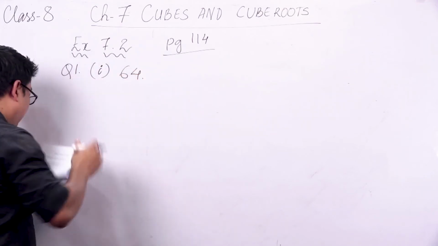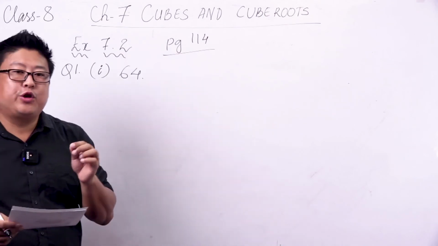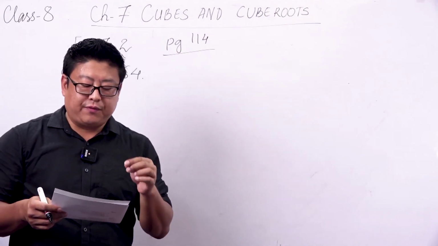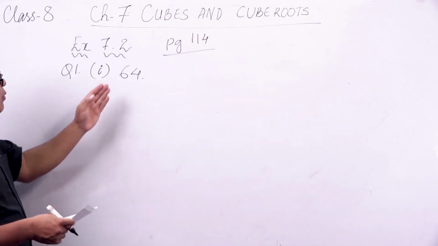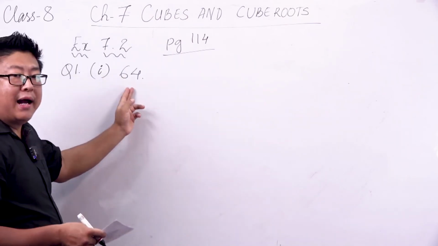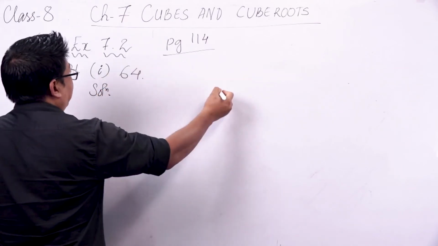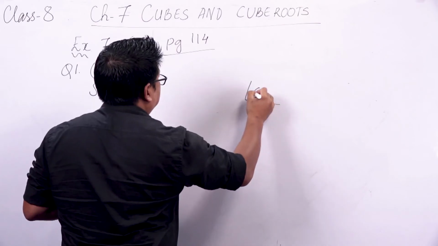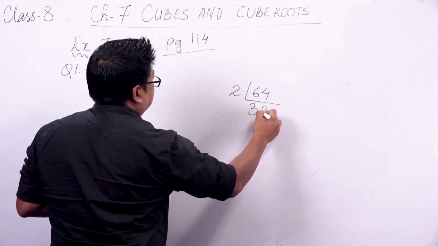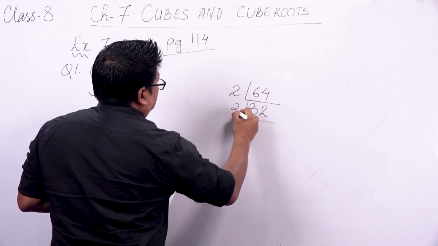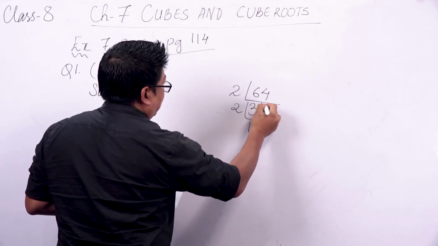64. Now, the question here is, find the cube root of each of the following numbers by prime factorization method. Now here we will find the cube root by prime factorization method. So 64, you prime factorize. Start with 2. 2 into 3 is 6. 2 into 2 is 4. Again 2. 2 into 1 is 2. 3 minus 2 is 1. So 1 will carry it here.